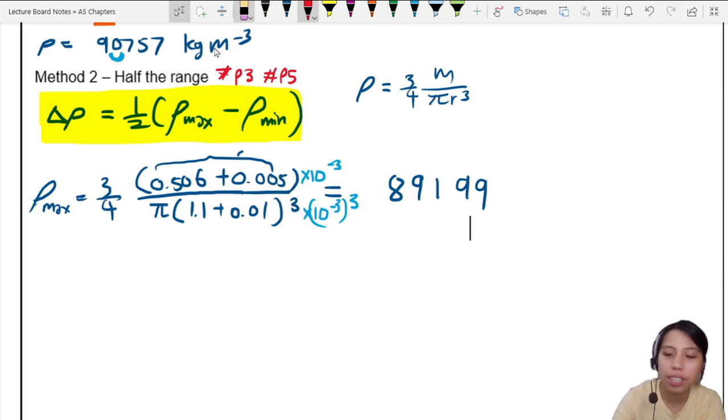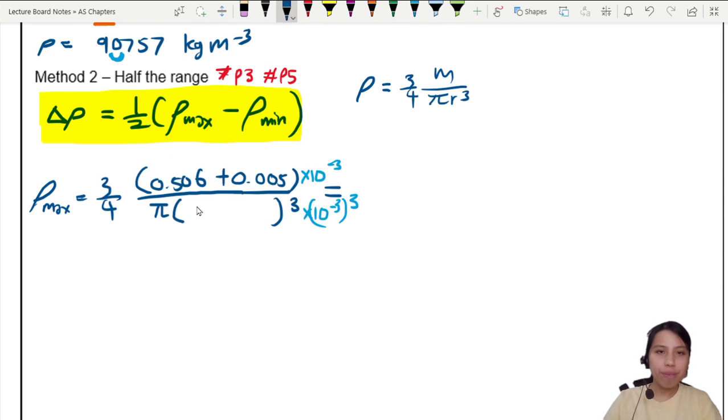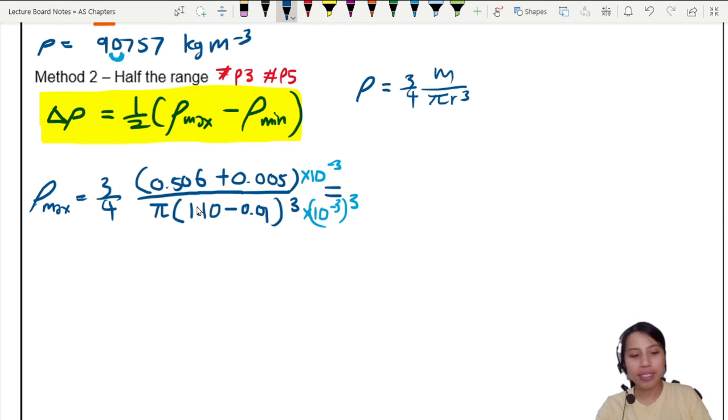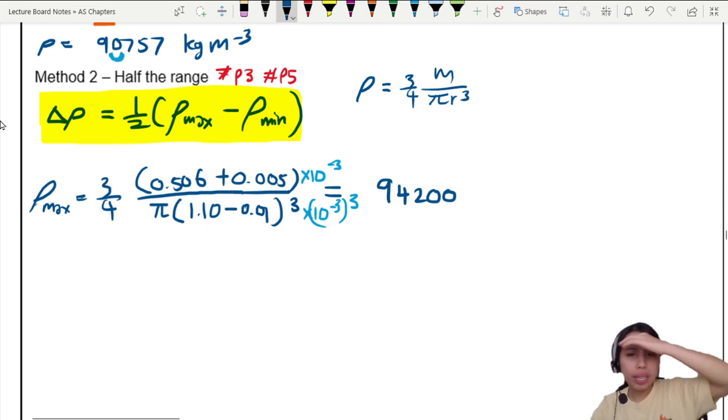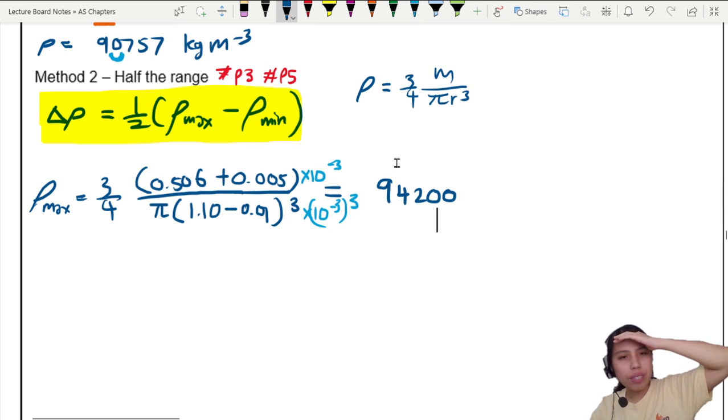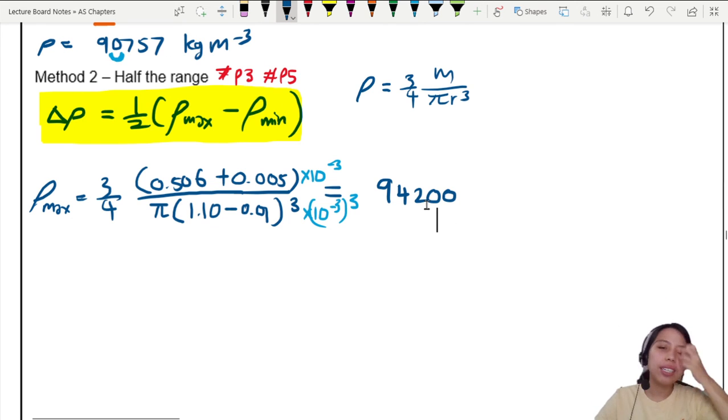Okay, we drop the radius and try again. Down the bottom, we need to put instead the minimum r. So this will be 1.1 like just now, but minus 0.01. Now what do we get? 94200 is what the calculator gives me. So do a reality check. My average value is 90757. This is higher, right? Okay, very good, higher.